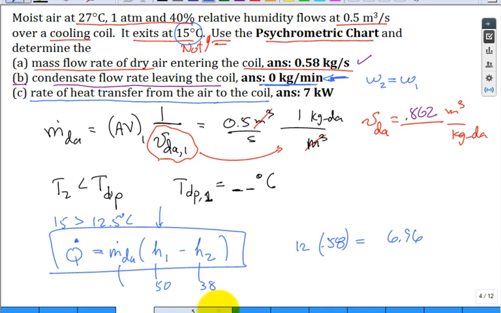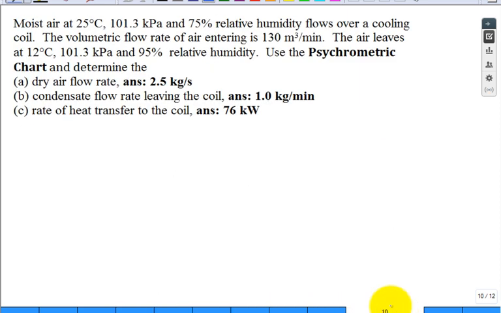Yeah, we have another problem, and the other problem is this one. It's very similar, but what it gives you is the dry bulb and relative humidity. If you want, you can put this up there on the chart. So 25, 75, find it on that psychrometric chart. Then find 12 and 95 at the exit. And what you're going to find is this omega 2 on the exit is less than the omega 1 on the inlet. Hence, you had to have some dehumidification.